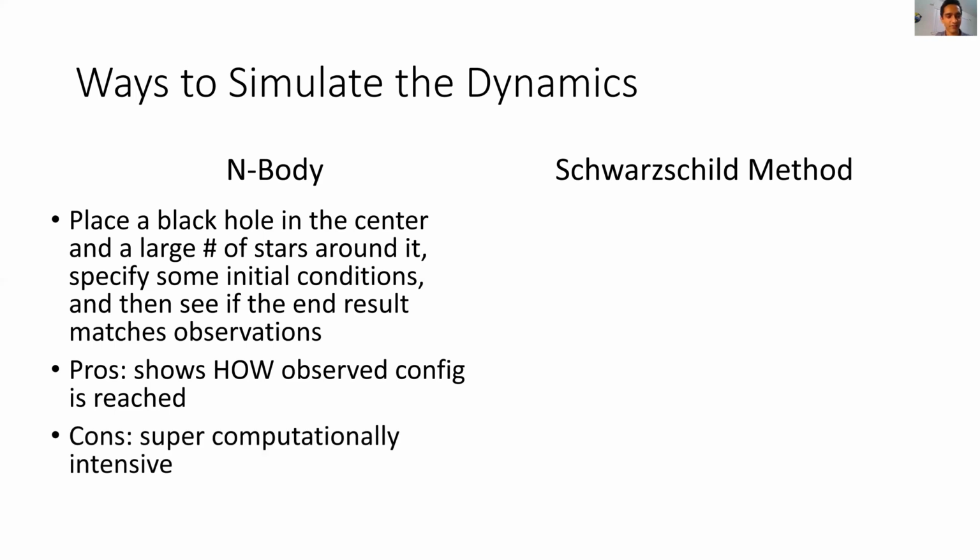The con is obviously it's super computationally intensive. You have to model every particle interacting with every other particle. It scales horribly. So the other way that you can simulate the dynamics, which is what I am going to be working on, and everybody's been working on this for 20, 30 years now, is called the Schwarzschild method. Actually, this Schwarzschild guy is the son of the Schwarzschild radius guy, which I think is kind of funny.